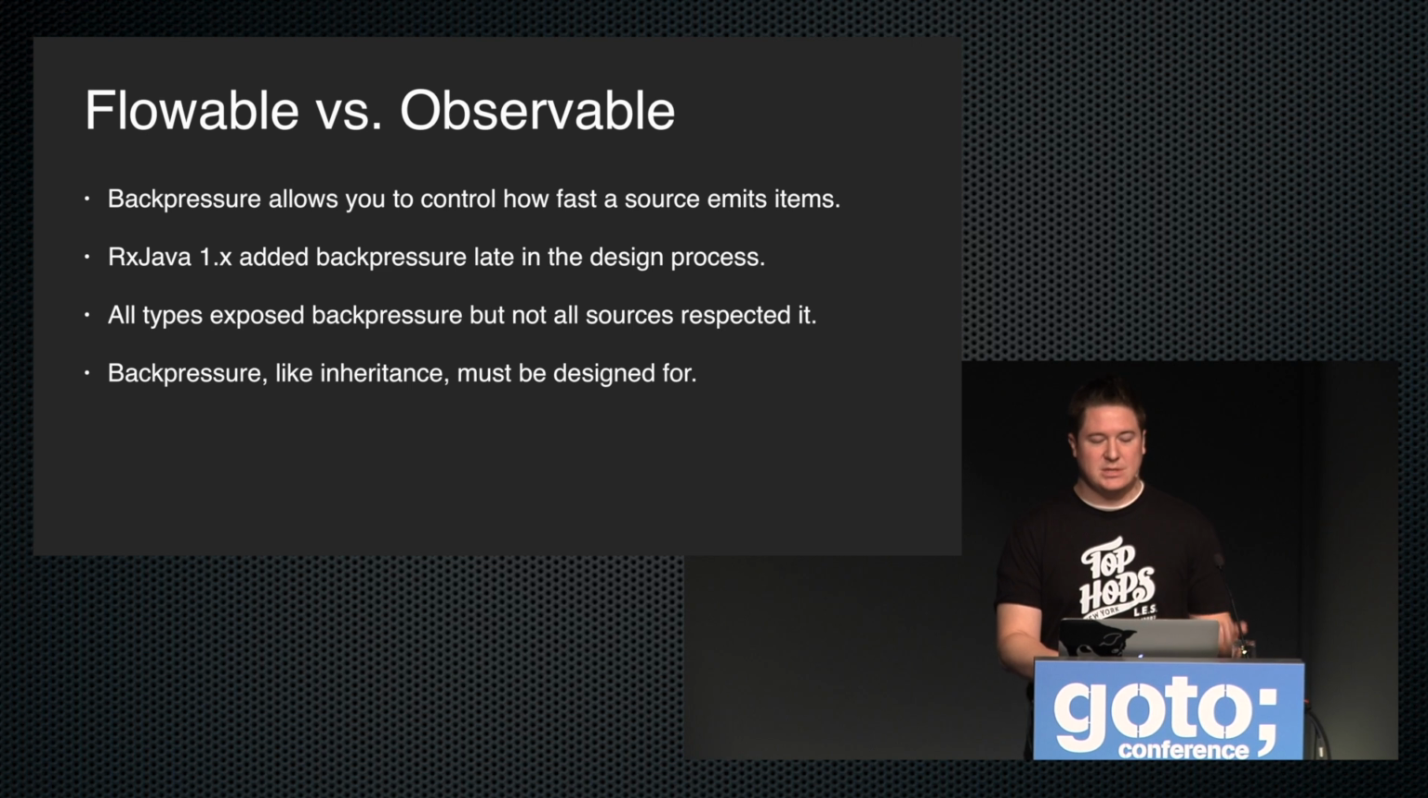RxJava 1 had backpressure, but it was implemented fairly late in the API process, and so every type in the system had backpressure, instead of RxJava 2, where we have two types. Where this became a disadvantage is that while all types exposed the idea of backpressure, the idea that you could slow them down, not all sources actually implemented it, so you would ultimately get a crash that it was unsupported at runtime. And this is because backpressure, like inheritance, you have to really design for it. It has to be something you account for up front instead of something that just gets mixed in later. This is really why we have two separate types in RxJava 2, because you can now dictate in the type system whether backpressure is supported or not, because if it's not, that's fine, but it's also something that you need to expose in the API.